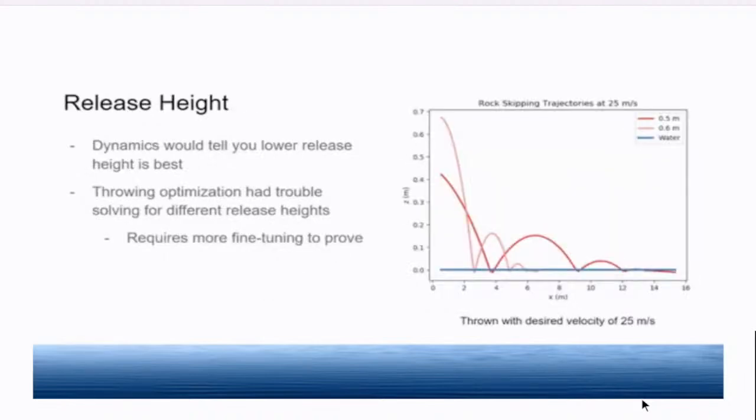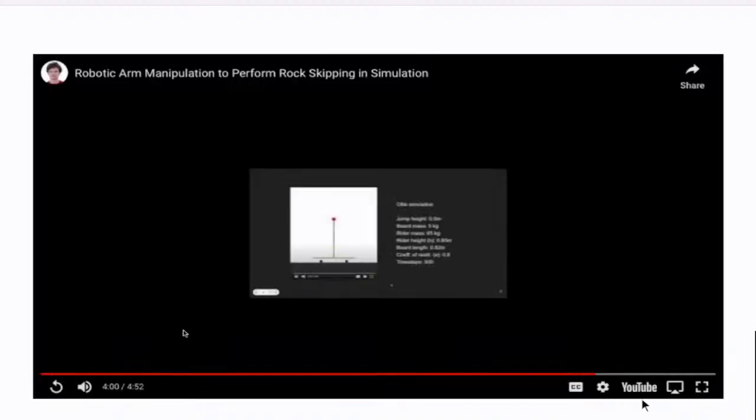Outside of problems with the gripper, we had some problems planning. Originally, we hoped to test how release height may affect skipping. The dynamics would tell us that a lower release height is best because this leads to a flatter velocity. But our trajectory optimizer had a hard time solving for various release heights.